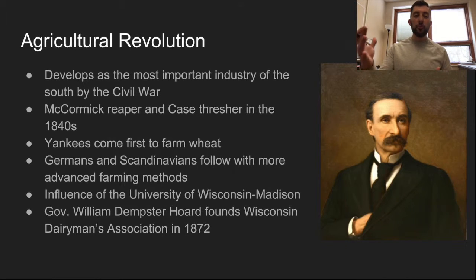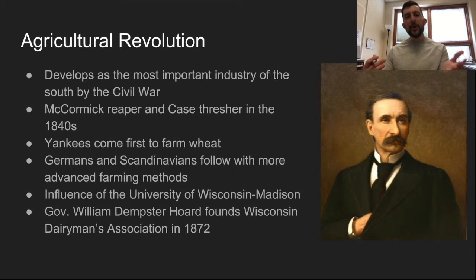And as this new group of immigrants, the Germans and the Norwegians and the Europeans, came in, they started to replace the Yankee wheat farming with more sustainable farming methods, doing things like rotating crops, using manure, lacing the fields with lime to use as fertilizer.